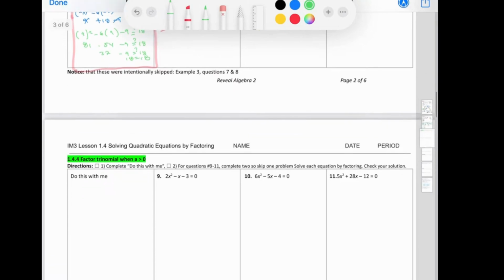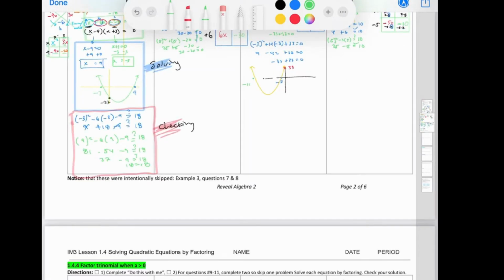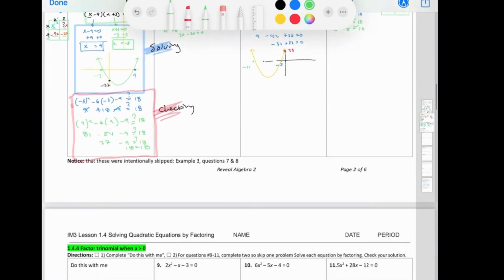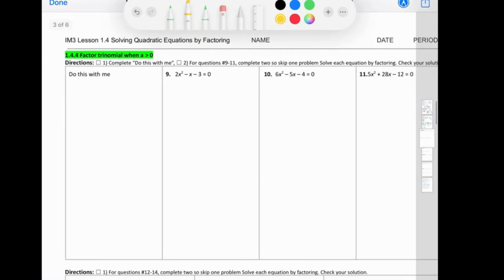Let's move on now to 1.44. All right, we are skipping. Notice we're intentionally skipping example 3, or what I would have called 1.43. All right, let's move on to factoring a trinomial when a is greater than 0. Go ahead and complete or do this with me.